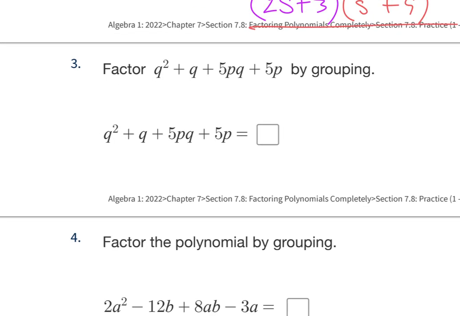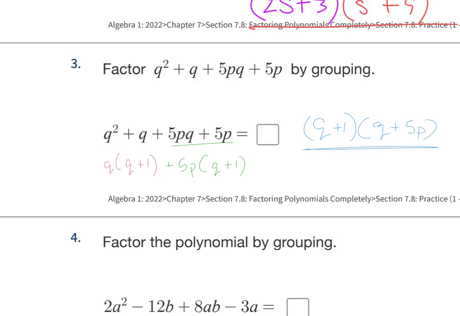But this one, as I look at it, these two have a q in common, so that's q plus 1. These two have 5p in common, so again, we get q plus 1. And then when you factor out the q plus 1, you get q plus 5p. So that's the answer for this one.